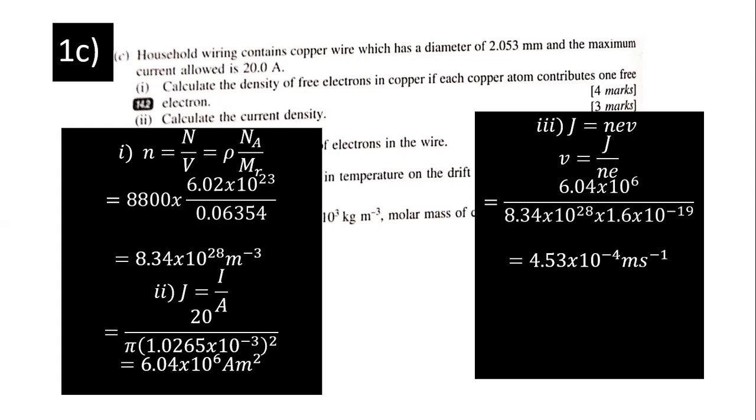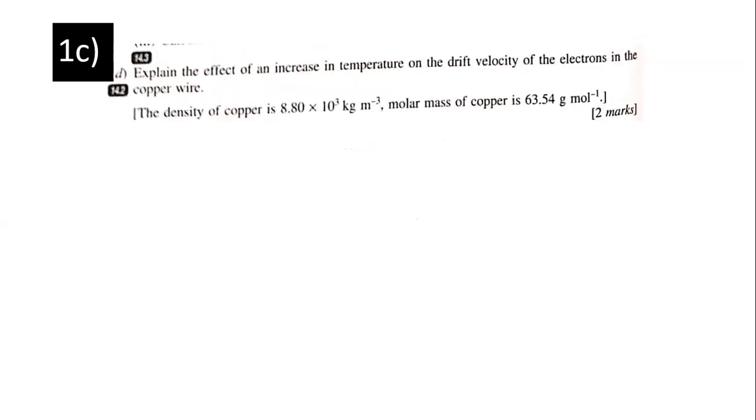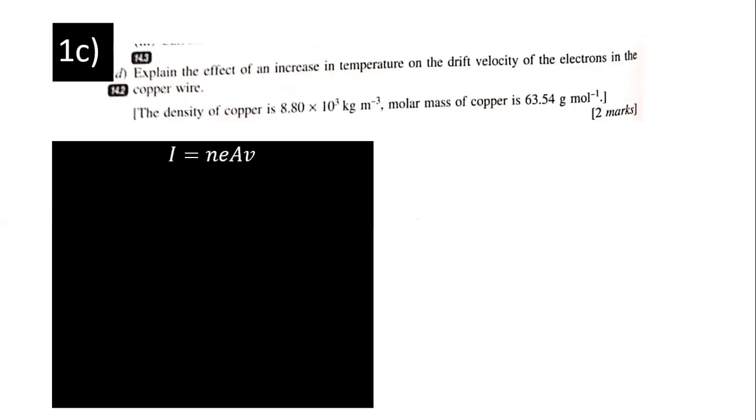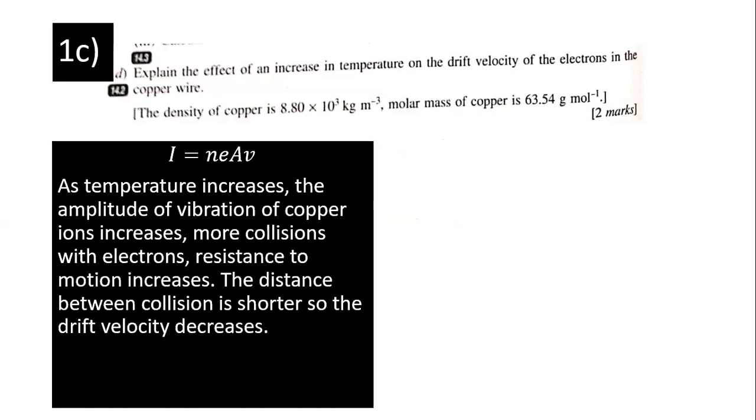Basic idea is, as temperature increases, the ions of copper vibrate faster, with greater amplitude. Greater amplitude means collision is likely to occur more often compared to previous, so the time between collisions is likely shorter. Using this formula: as temperature increases, amplitude of vibration of copper ions increases, more collision with electrons, resistance to motion increases, distance between collisions is shorter, so the drift velocity decreases. Okay?